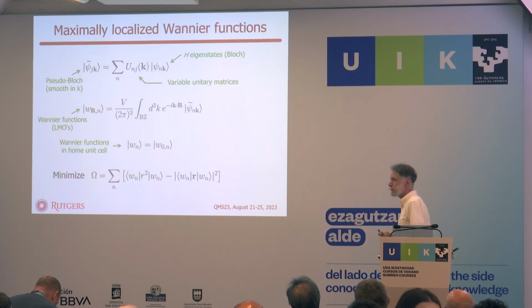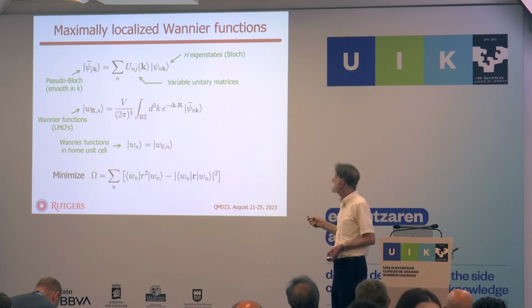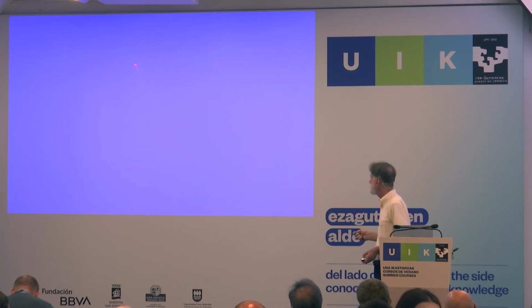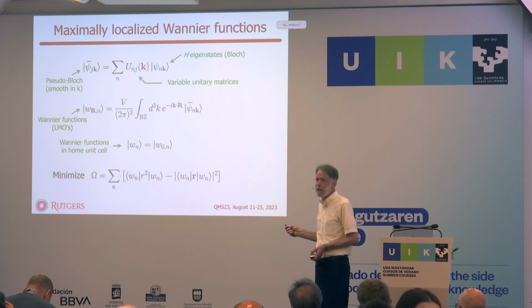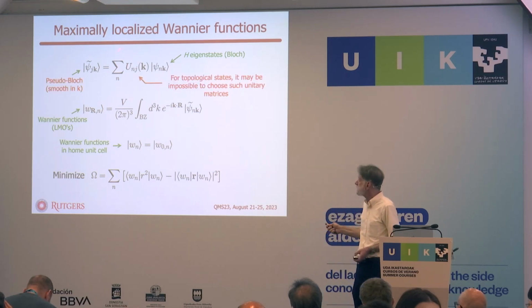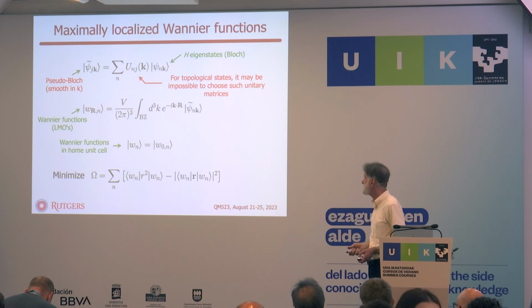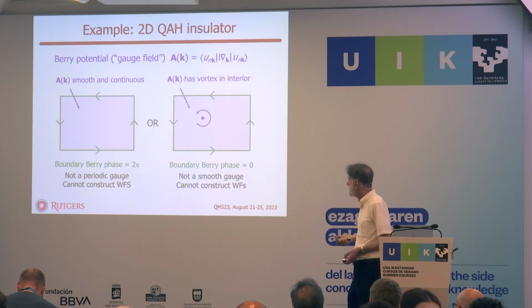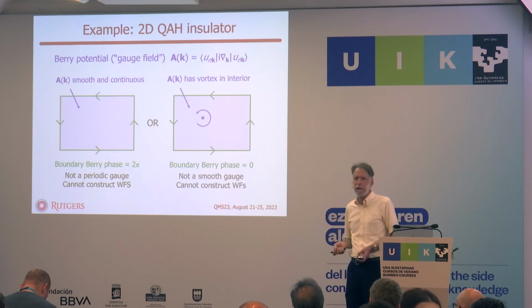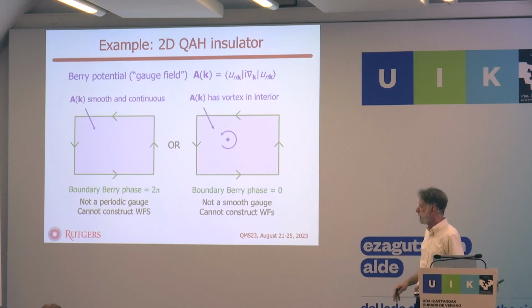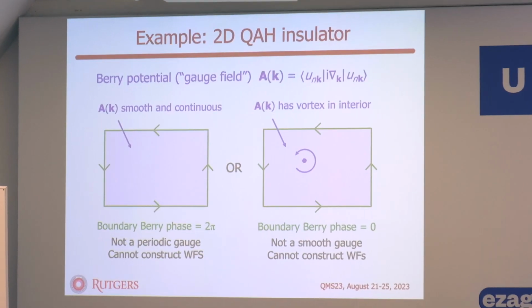I wanted to mention topological obstruction because this is a workshop about topology. It turns out that, in general, I told you that you can do this even if there's some singularity in the Bloch states at a particular degeneracy. But that's not a problem. What can be a problem is if the occupied space as a whole is topological. In that case, it may be impossible to choose unitary functions in such a way as to make exponentially localized Wannier functions. The standard example of this is the two-dimensional quantum anomalous Hall insulator. For the quantum anomalous Hall insulator, you do have an occupied manifold separated by a gap, but it is not possible to make exponentially localized Wannier functions for that manifold.